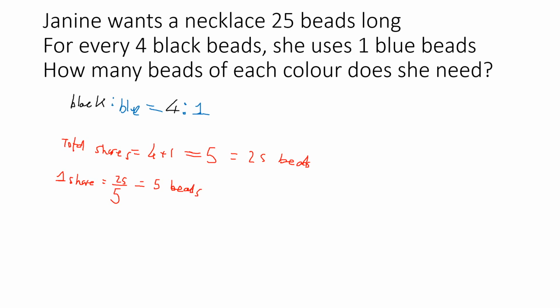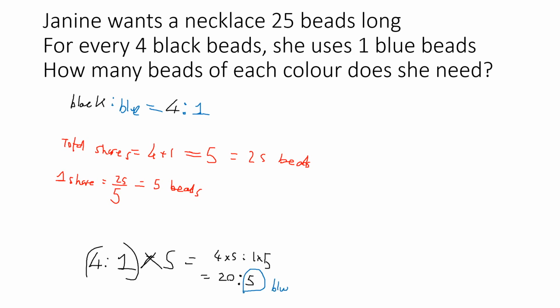And so now all we need to do is multiply the ratio by 5. So 4:1 times 5 is equal to, what's 4 times 5? 4 times 5 is 20. What's 1 times 5? 1 times 5 is 5. And that's how many beads of each colour she uses. So that represents the black, and this represents the blue. Okay?